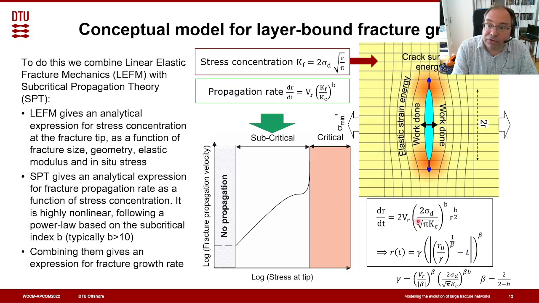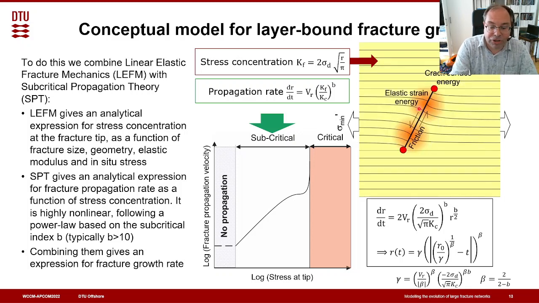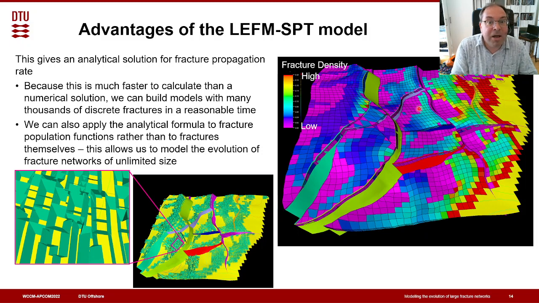And this applies both to mode 1 dilatant fractures and to mode 2 shear fractures. Now, the advantage of the analytical solution is that because it's analytical, it's much faster to calculate than a numerical solution, and we can therefore build models that contain many thousands of discrete fractures and run them in a realistic compute time. But even more importantly, instead of applying the formula to individual fractures, we can apply it to fracture population functions describing the fracture network as a whole.